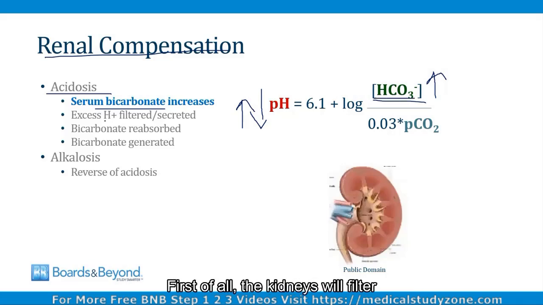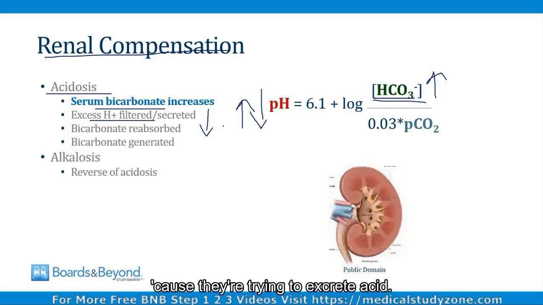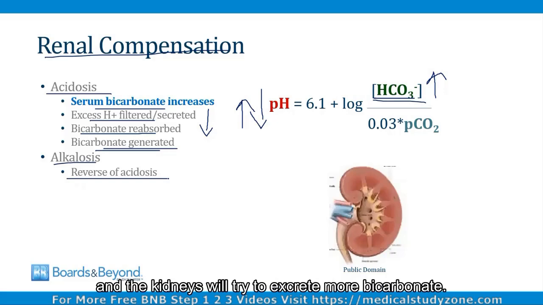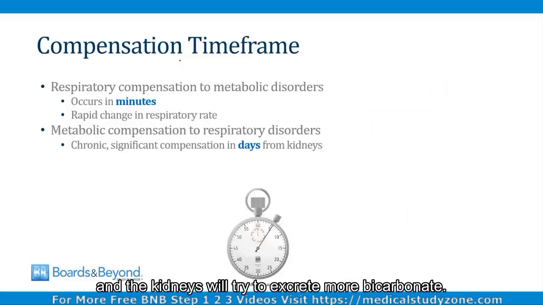First of all, the kidneys will filter and secrete all the protons they can to try to get as much acid as possible to go out in the urine. So the urinary pH should get very low in the setting of an acidosis if the kidneys are working normally, because they're trying to excrete acid. In addition, the kidneys will make sure they reabsorb all the bicarbonate that they can. And then finally, the kidneys are able to generate bicarbonate. So in the setting of an acidosis, they will produce more bicarbonate. In the setting of an alkalosis, the reverse of an acidosis happens, and the kidneys will try to excrete more bicarbonate.